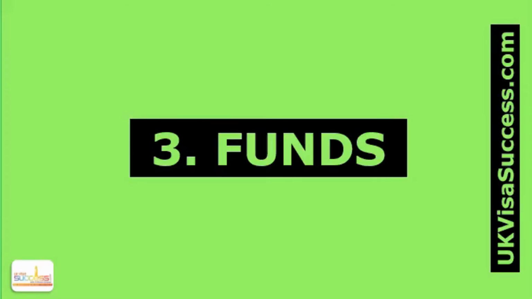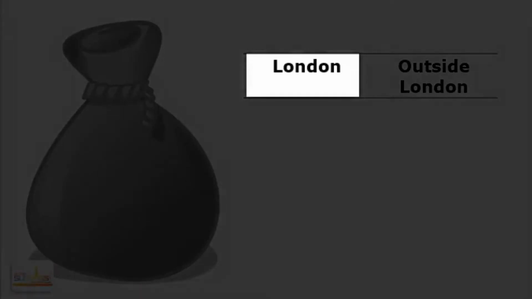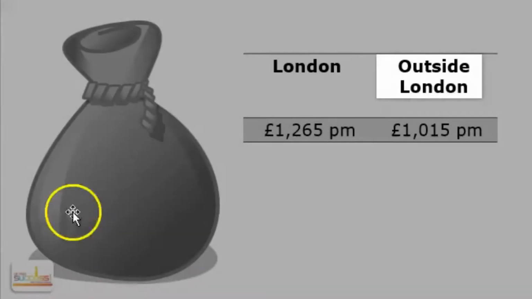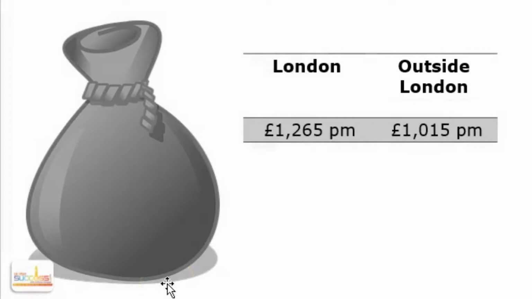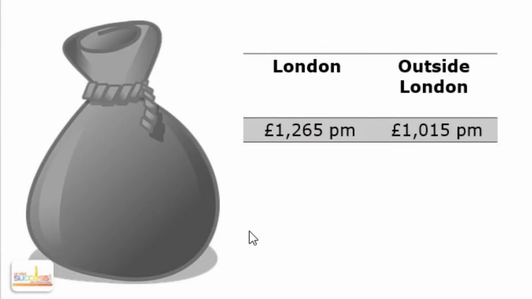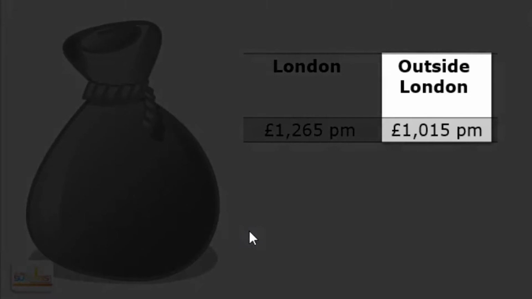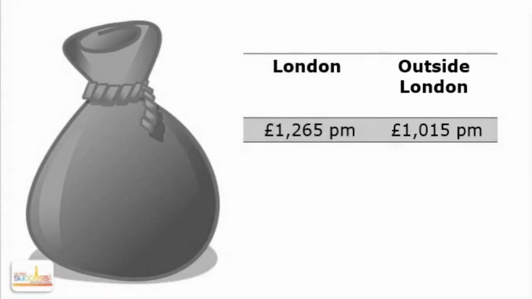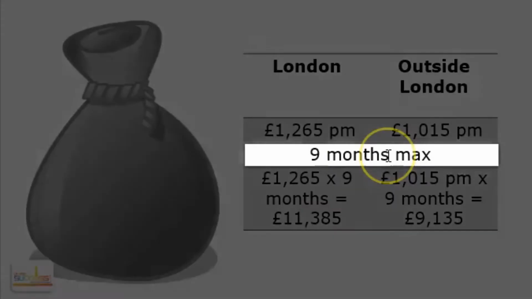The third requirement to meet for a successful application to enter the UK as a student is to show that you have sufficient funds. How much you need depends on where you intend to study in the UK, whether in London or outside London. If you intend to study in London, you will need to show that you will have at least £1,265 per month, and if outside London, at least £1,015 per month, for a maximum of 9 months.